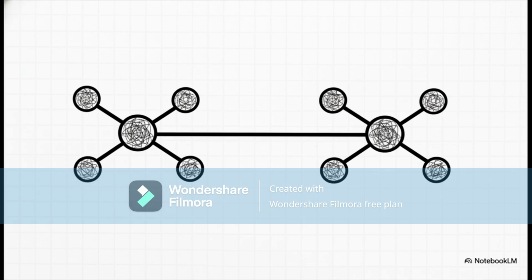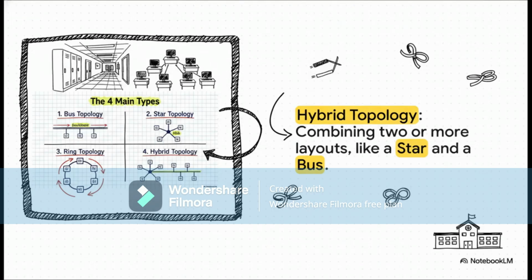Now, this is the one you'll see most often out there in the real world, especially in big places like schools or offices. You could say this is where theory meets reality. So a hybrid topology is exactly what it sounds like. It's just a combination of two or more different layouts. And honestly, this is the most practical solution for the real world. Why? Because it lets network designers use the strengths of different topologies exactly where they fit best.